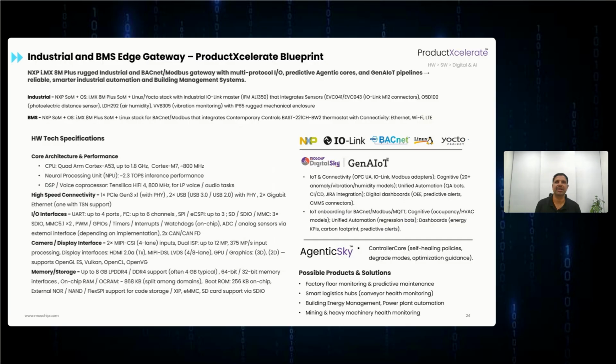So there are various other solutions possible with this industrial gateway blueprint accelerator, mainly factory floor monitoring, predictive maintenance, smart logistics hubs like conveyor belt health monitoring, building energy management, power plant automation, etc. And the mining industry, also mining heavy machinery health monitoring.